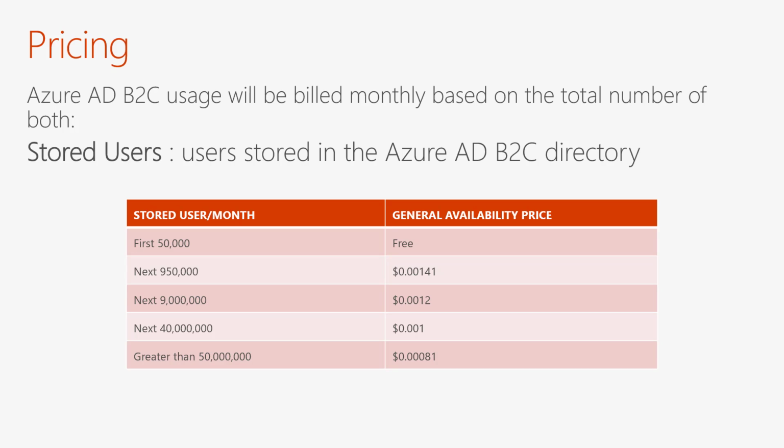So let's go ahead and talk a bit about pricing, how Azure Active Directory B2C's pricing is done. It's done in three different ways. There are three different components that incur charges in Azure Active Directory B2C. The number of users stored in the directory incurs charges. For the first 50,000, which is a lot, it's free. Anything more than that, it gives you this pricing level. For the next 950,000 users, it gives you this pricing, and so on and so forth.